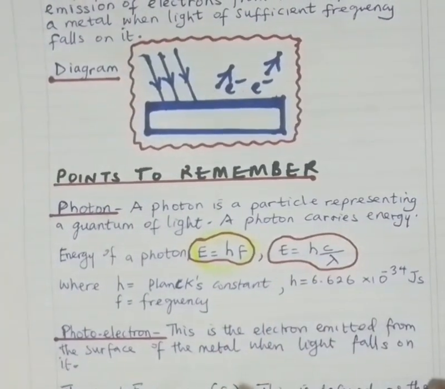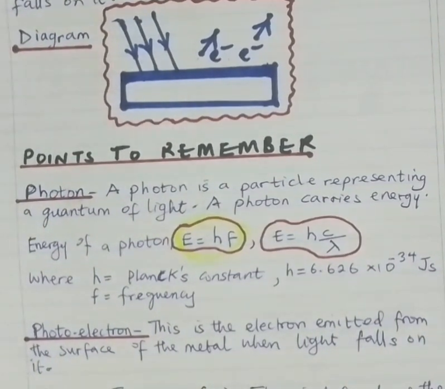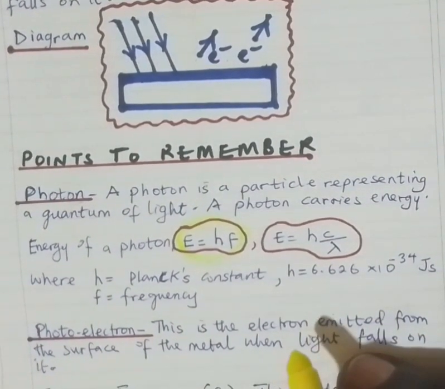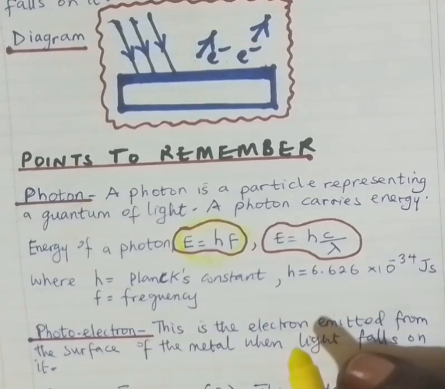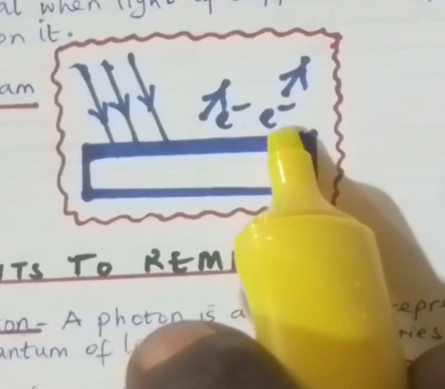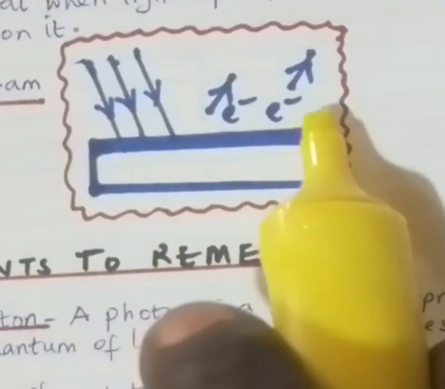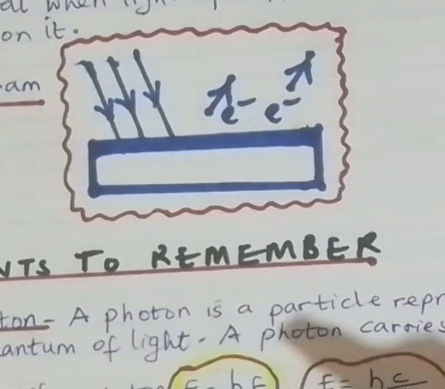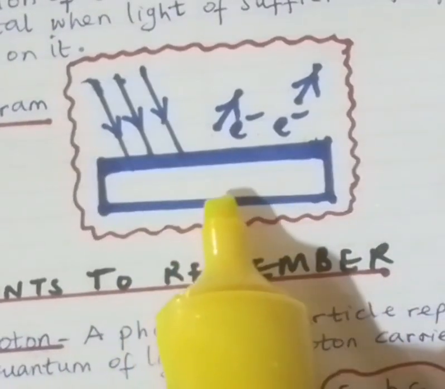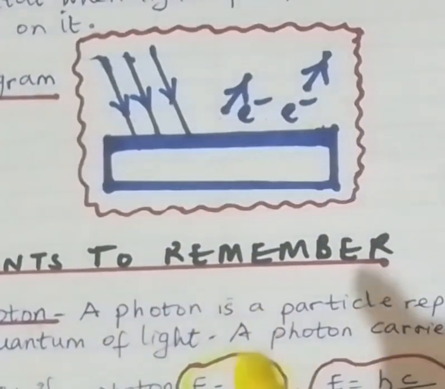Now let's move on to another thing, which is the photoelectron. What are photoelectrons? Photoelectrons are just the electrons that have been ejected from the surface of the metal, the electrons that have moved away. For example, look at this electron here, e. Once it gets ejected from this metal, once it leaves the surface of this metal, it becomes a photoelectron. But if it is inside the metal, it's just a normal electron. But once it gets outside the metal, it becomes a photoelectron.